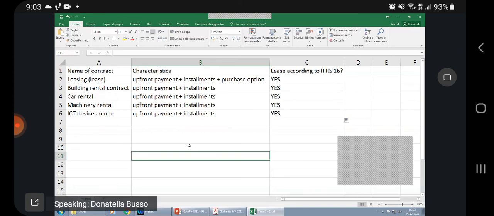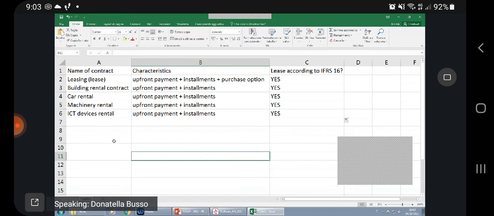When you enter into a contract and there is only the asset, in most cases the definition of lease is satisfied, irrespective of the name of the contract. For example, for cars, for ships, you rent a ship for 2 years, then you use your own crew and you decide where to go.